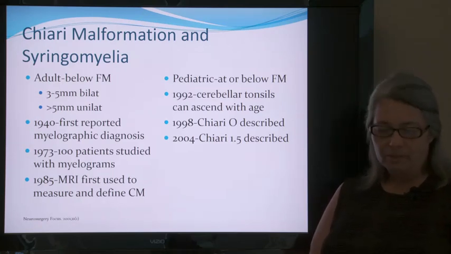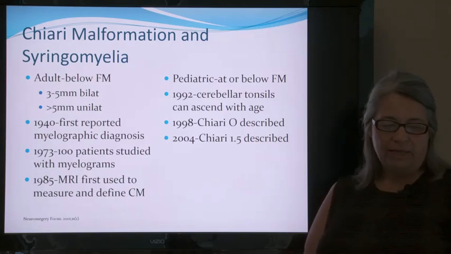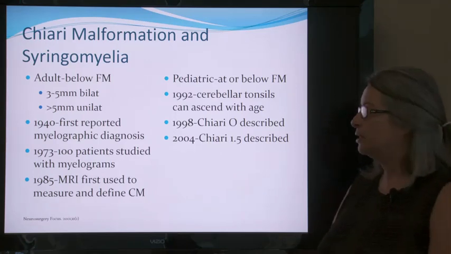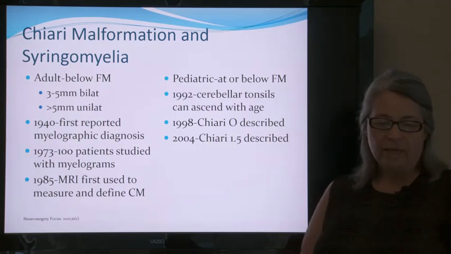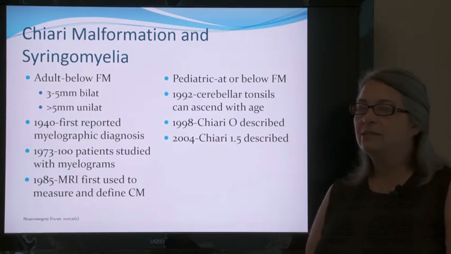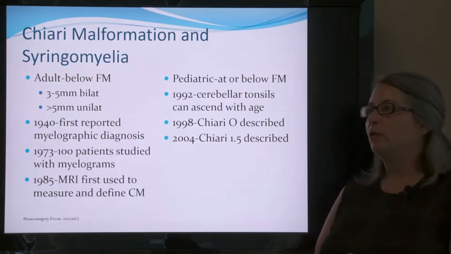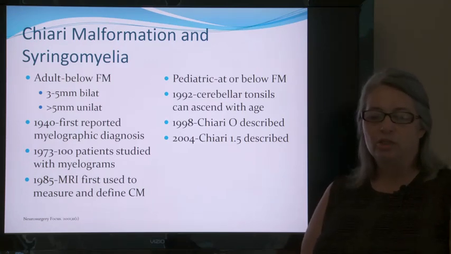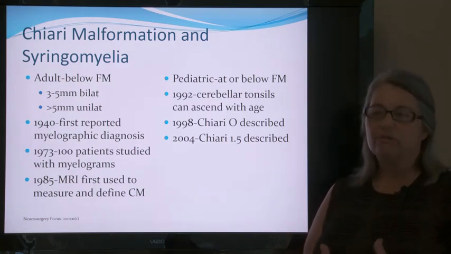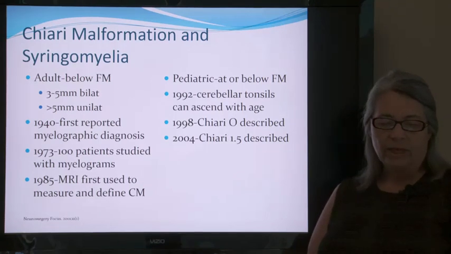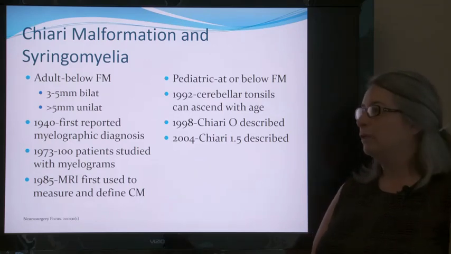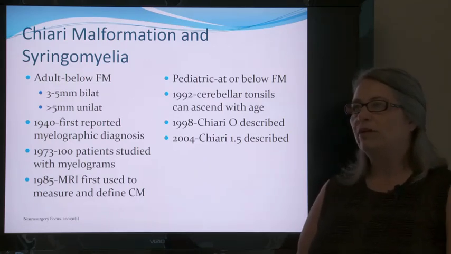1973 myelograms identified them. 1985 there was a measurement when MRIs came out, they started measuring, and that's when these measurements came into play. In 1992 they discovered that some of the patients that were identified with cerebellar tonsillar herniation had it go away on further imaging, so it ascended and went away. So that was first documented in the literature. 1998 they started talking about Chiari 0, and then in 2004, very recently, Chiari 1.5.